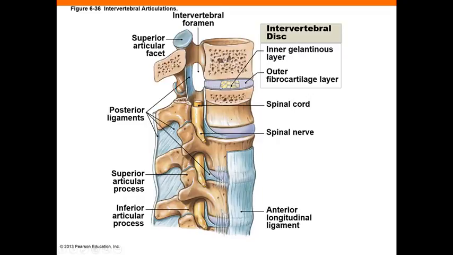Okay. So the vertebrae are separated and they're cushioned by pads called intervertebral discs. And each disc consists of a tough outer layer of fibrocartilage surrounding a soft, elastic, gelatinous core, pictured here in yellow.